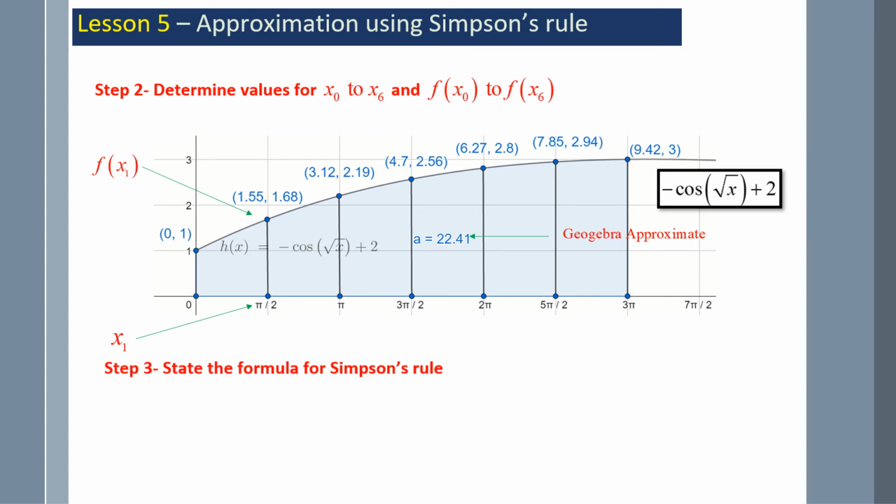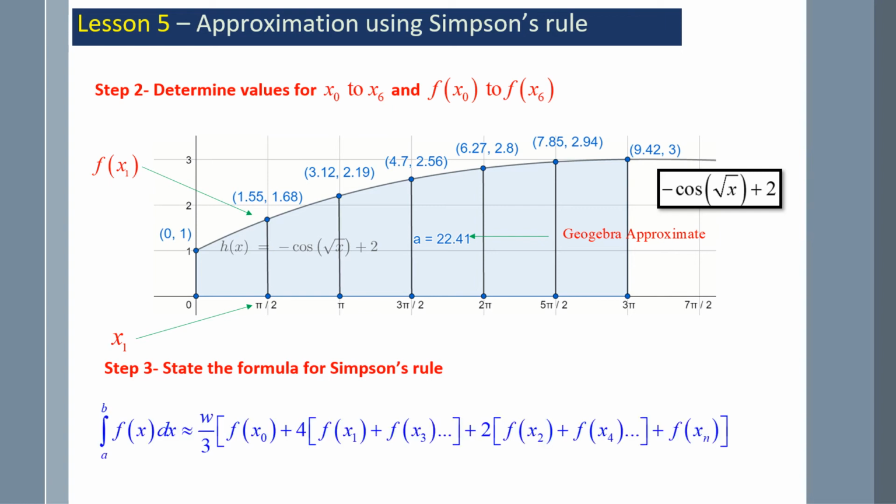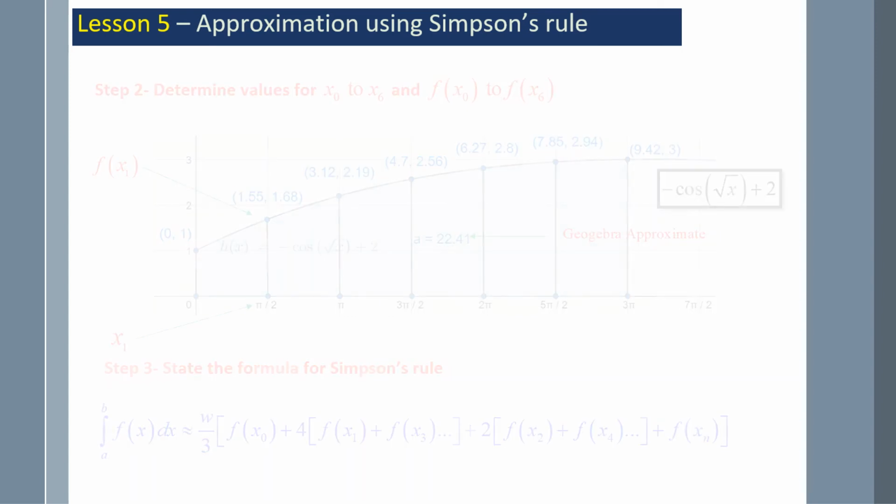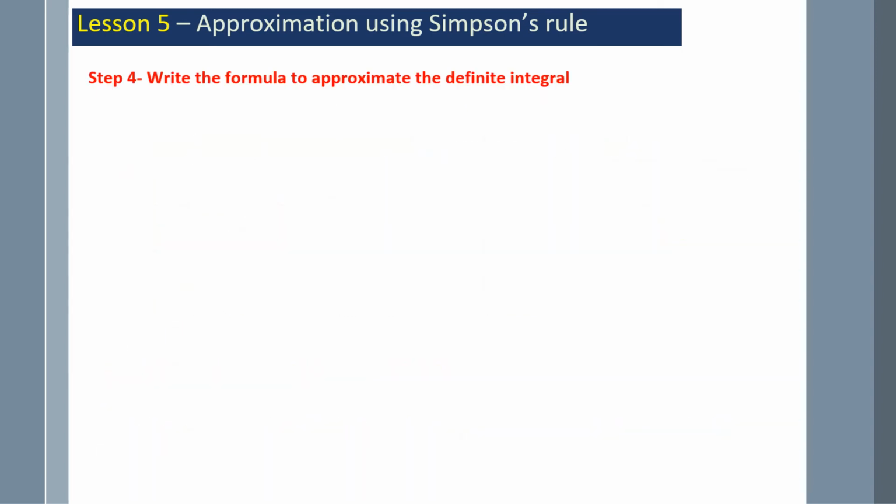We'll now use Simpson's rule. So state the formula for Simpson's rule, which is on your formula sheet. In this case, remember, this f(x0) is 1. The f(x1) would be the 1.68. For instance, f(xn) would be our 6th one, which is here, the y value of 3. Next step is to write the formula to approximate the definite integral.